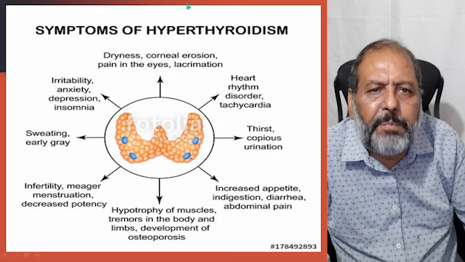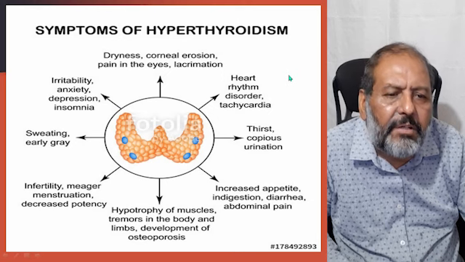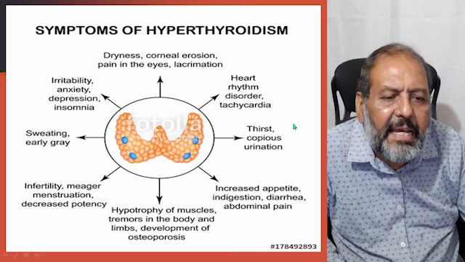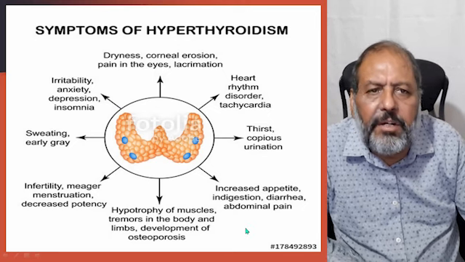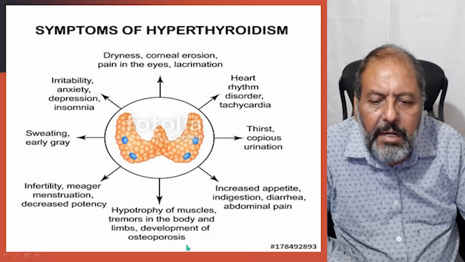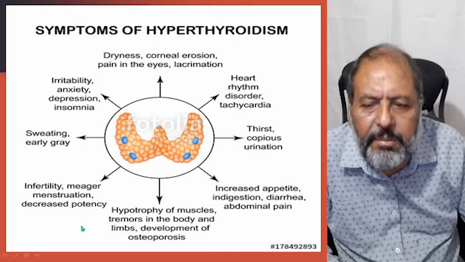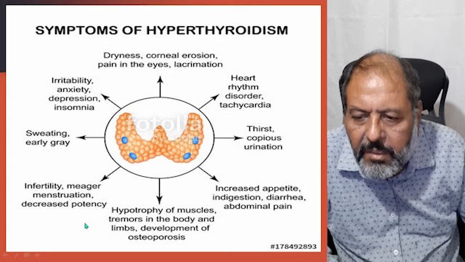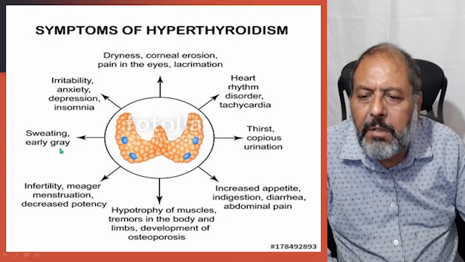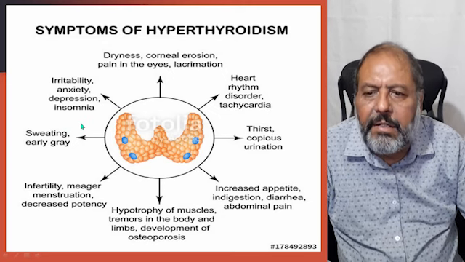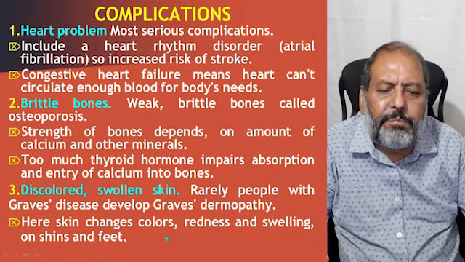Now, symptoms of hyperthyroidism in summary: there is dyspnea, corneal erosion, pain in the eyes, lacrimation, heart rhythm disorder, tachycardia, thirst, copious urination, increased appetite, indigestion, diarrhea, abdominal pain, and hypertrophy of the muscles, tremors in the body and limbs, development of osteoporosis in bone, and infertility, meager menstruation, decreased potency, and sweating, early gray hair, and irritability, anxiety, depression, and insomnia. These are all the symptoms of hyperthyroidism.